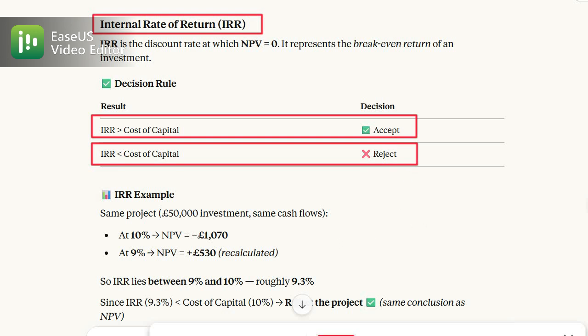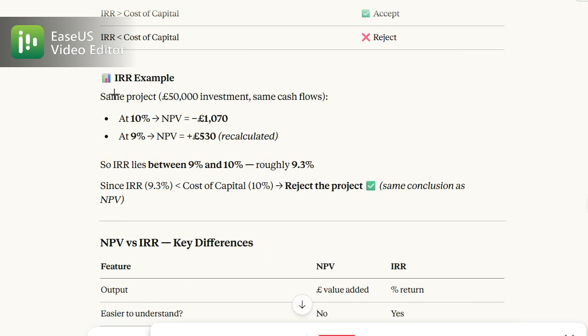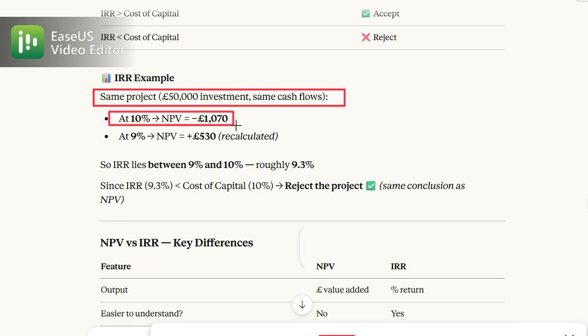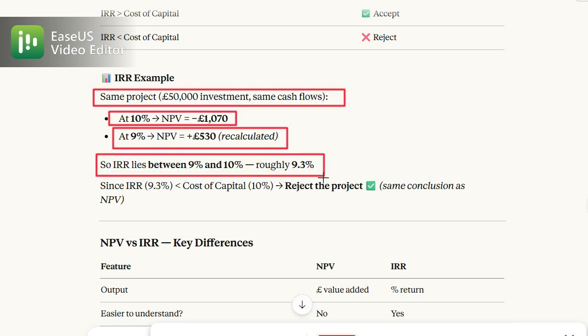And now here we have an example. We will consider the same project, a 50,000 investment with the same cash flow. At 10%, the NPV is the amount we have calculated already. At 9%, the NPV will be this amount if you recalculate. So the IRR lies between 9 and 10%, roughly 9.3%. Since the IRR of about 9% is less than the cost of capital, which is 10%, reject the project. Same conclusion.